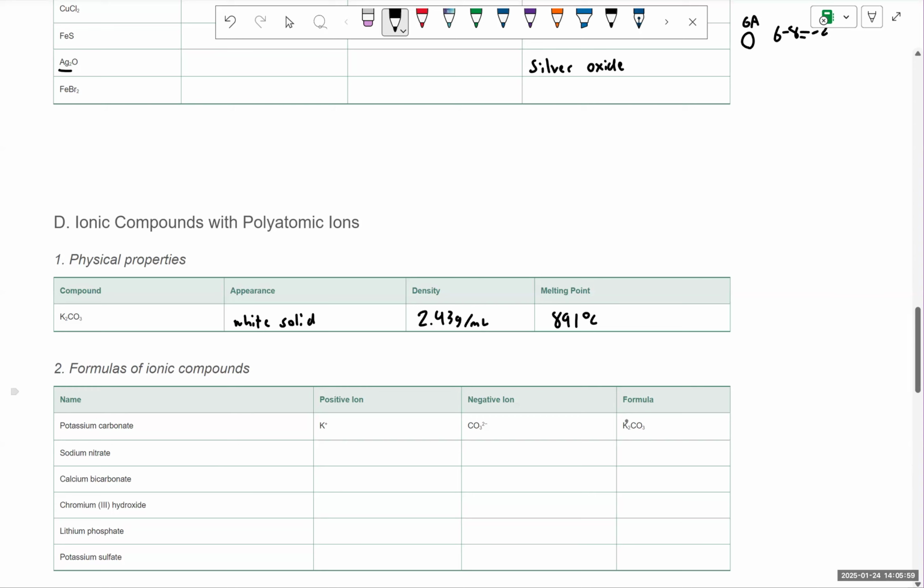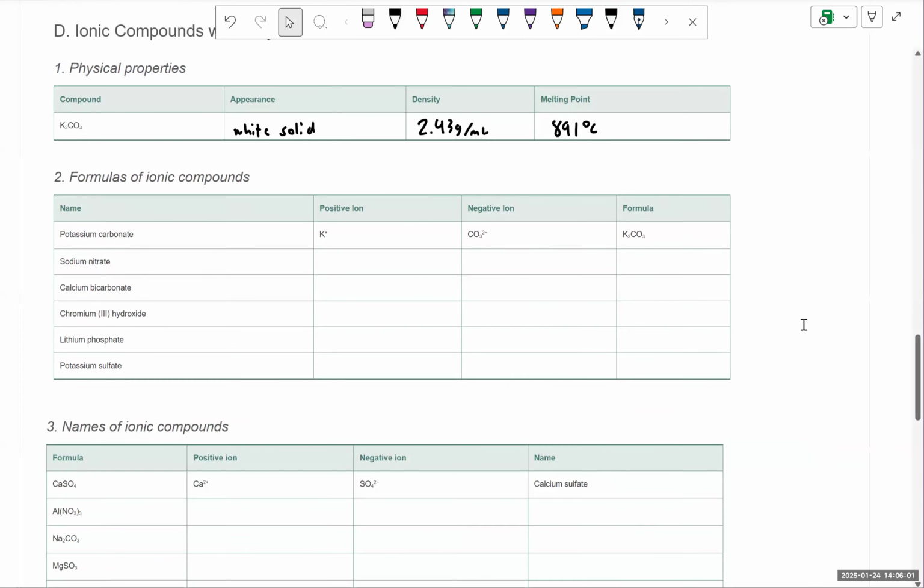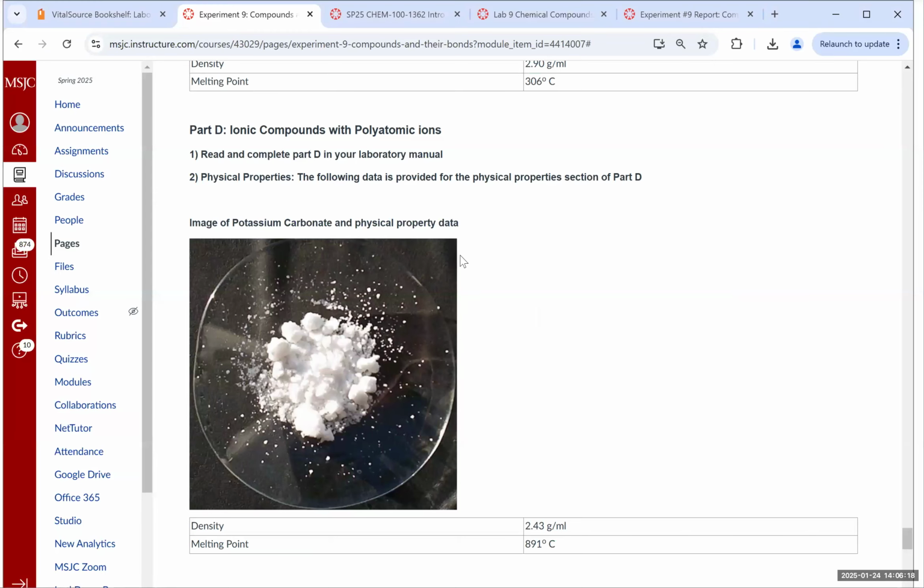Now for the theory-focused section, where we have the formulas of ionic compounds. So here, you're going to need to reference a table of polyatomic ions. There's a copy of that in the notes, there's a copy of that in the lab page, and there's a copy of that in the lab manual. You can use whatever reference you prefer. Let me show you what that looks like.